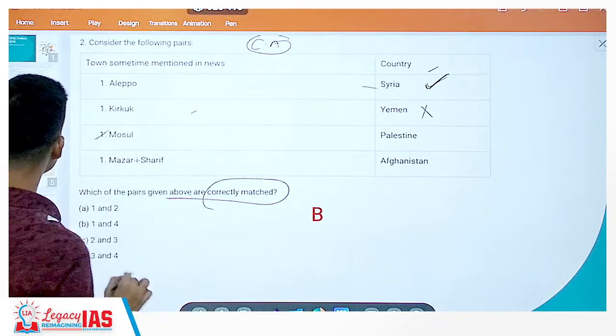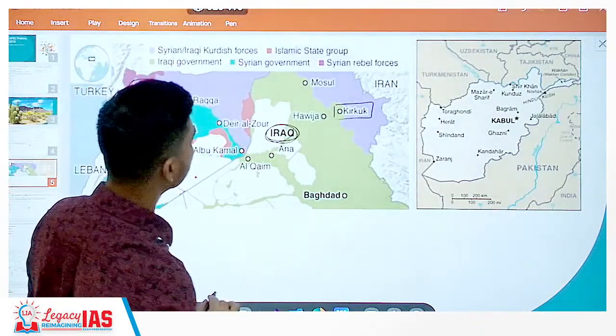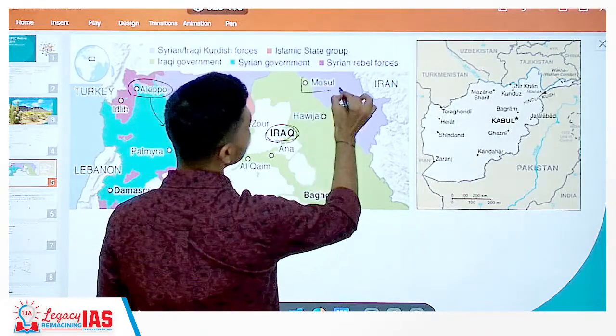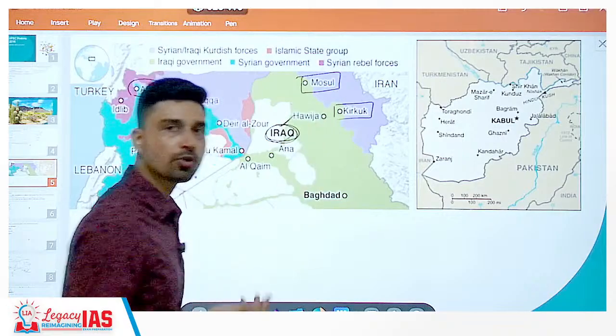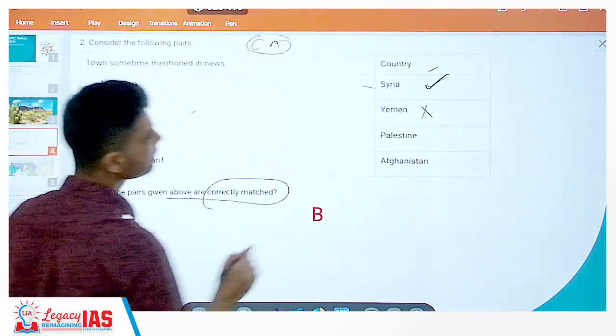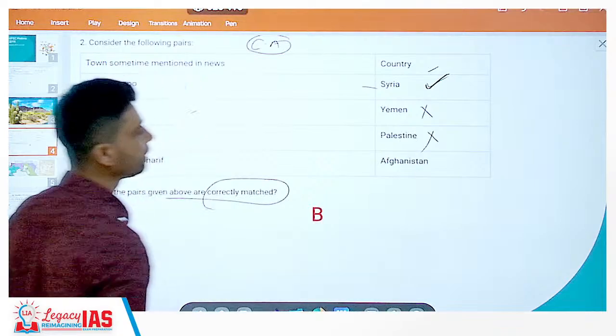Third is the city of Mosul. So let us take a look at Mosul. Now again, Mosul is here. So Mosul is situated in which country? Mosul is also part of Iraq. That means this third statement is incorrect, Mosul is not in Palestine, it is in Iraq.